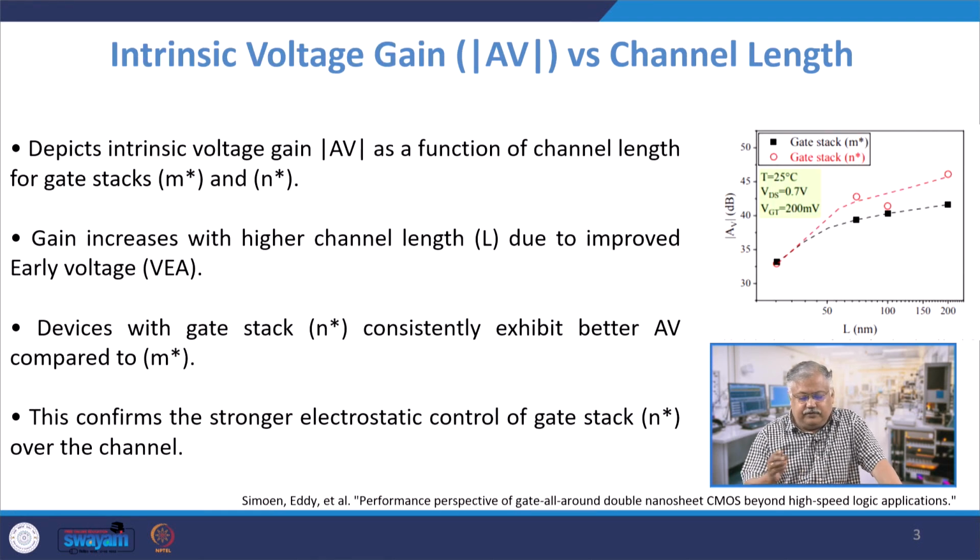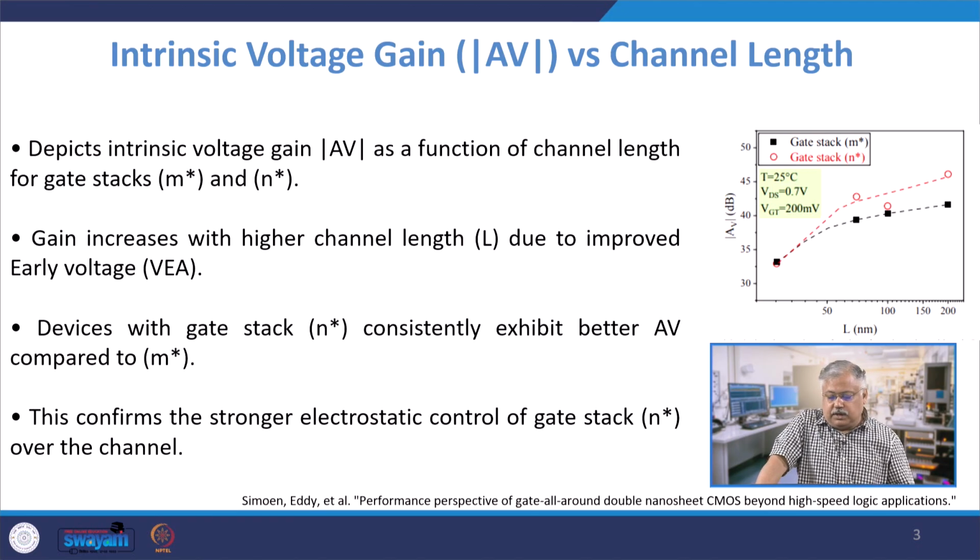This is the intrinsic voltage gain, the V by V voltage gain in dB, with respect to channel length. As you can see, the absolute voltage gain increases with channel length. This is quite detrimental in terms of design parameters when you are discussing the channel length. At lower channel length, you will see that your gains are relatively much smaller.